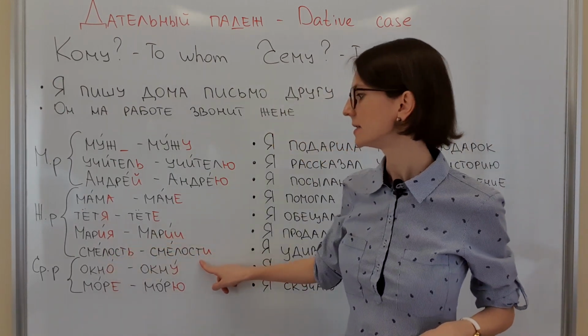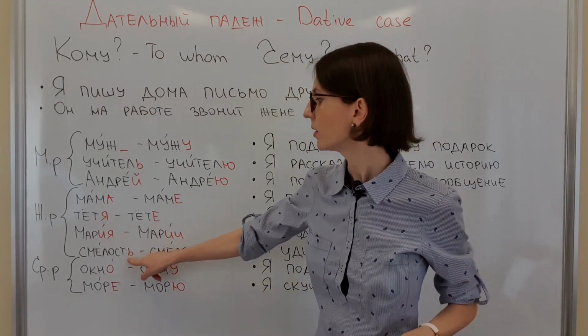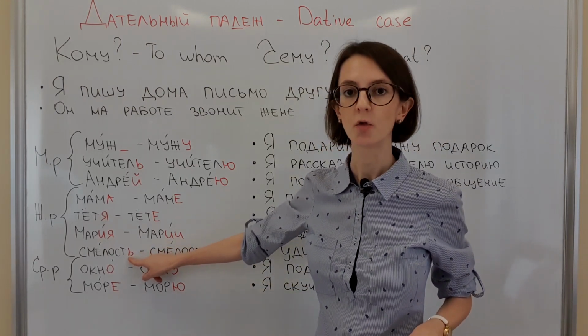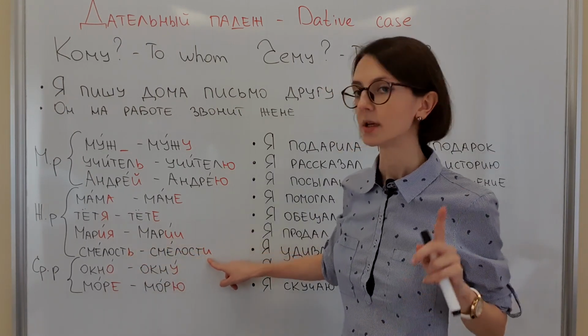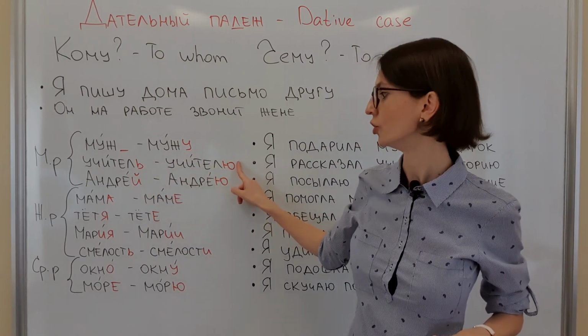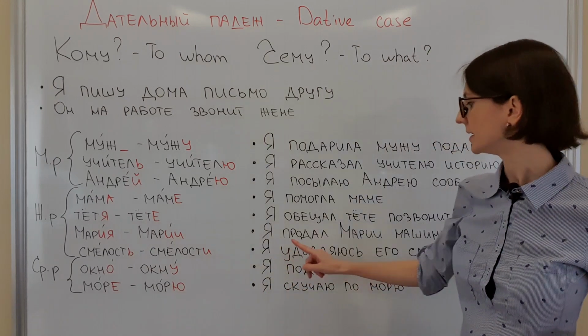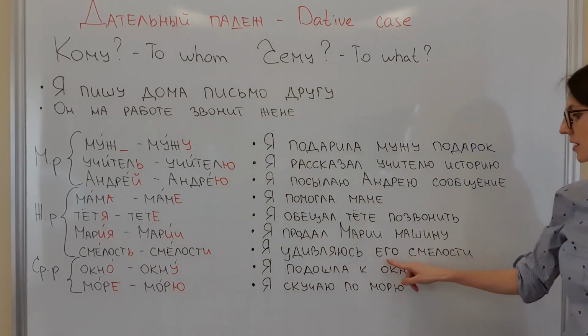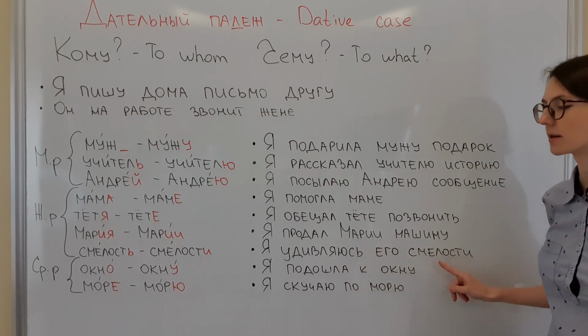Смелость, смелости. Смелость means courage. So, if a word ends with a soft sign and it is feminine, we change it to е. Careful here, because if it is masculine, we change it to ю. So, смелость, смелости. Я удивляюсь его смелости. I'm surprised with his courage.